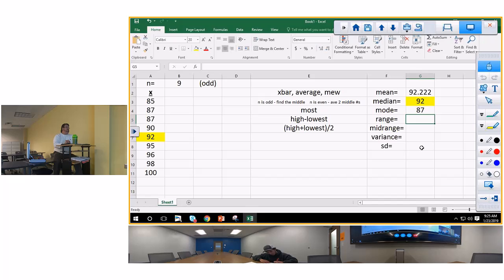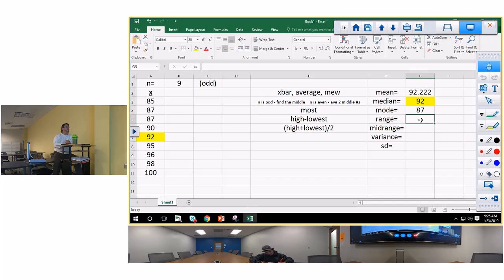What if you don't have a mode? What are you supposed to put? You don't put 0. You put none. Does not exist. Put words. Do not put 0, because there'll always be some smart aleck teacher to say 0 is not even in the data set. So don't put 0. Put none. Whatever you want to put, make sure it's words if there's not a mode.